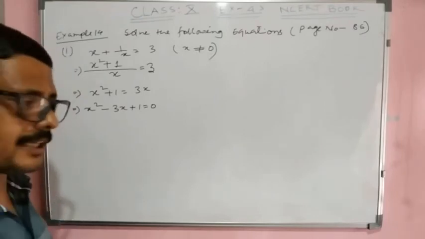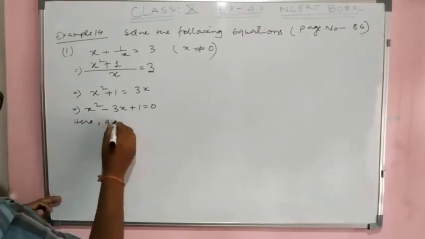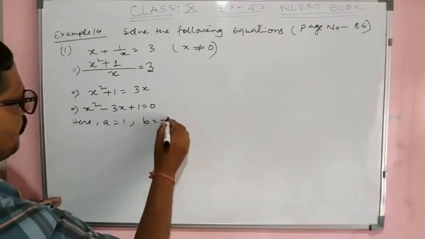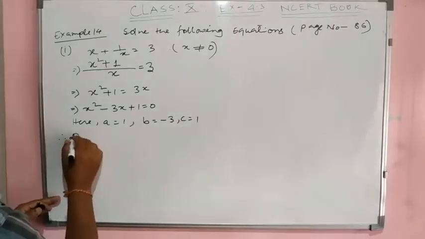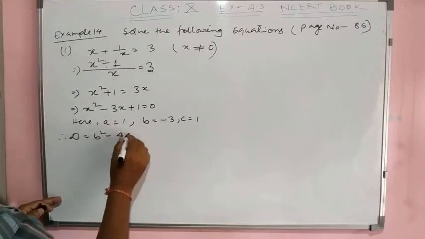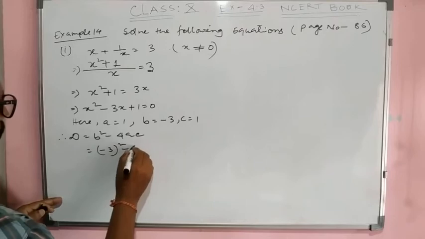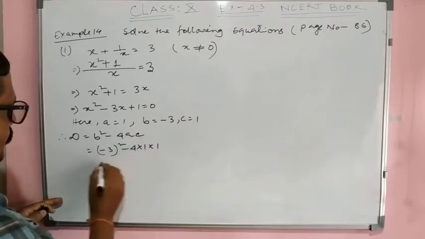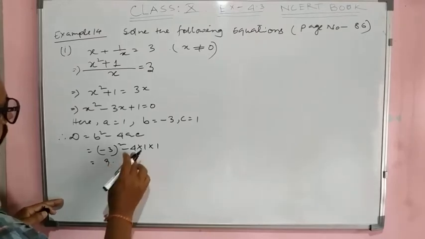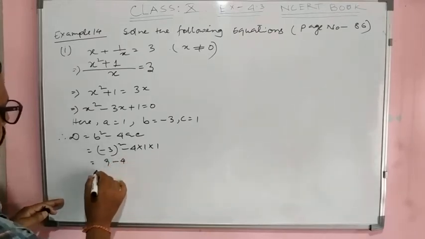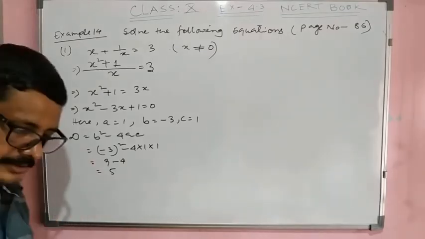So let us check the discriminant. Here a equal to 1, b equal to minus 3, c equal to 1. Therefore D equal to b square minus 4ac. B means minus 3 whole square, minus 4, a means 1, c means 1. So it will be 9 minus 4, that is 5. So you see, D is 5.